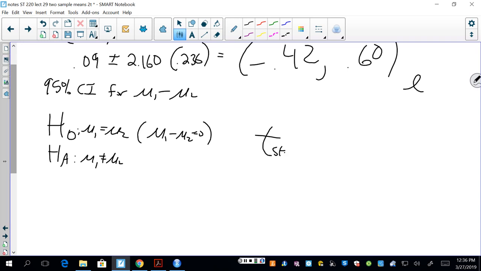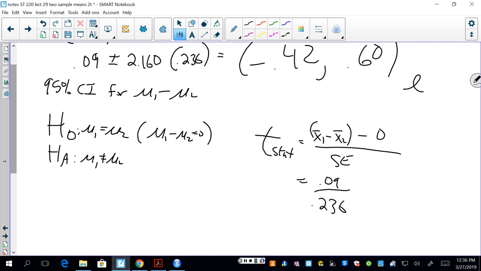The t statistic for doing this test is going to be our estimate minus zero, technically. We subtract the null value. You could test a fixed difference, if that was of interest for some reason, over the standard error. The distance from the null hypothesis divided by the standard error of x bar 1 minus x bar 2. So this is 0.09, this is 0.236, and that gives a t statistic of about a quarter, about 0.25.